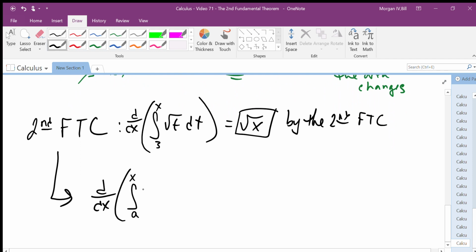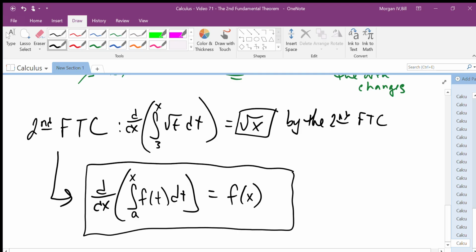Of some function in terms of t, it doesn't have to be t, but it can't be x, because we've already used x, dt, is equal to, basically we're going to take the x, plug it in for all the t's, and that becomes whatever that function f of t is, but now in terms of x's instead of t's. There you go, the second fundamental theorem of calculus.